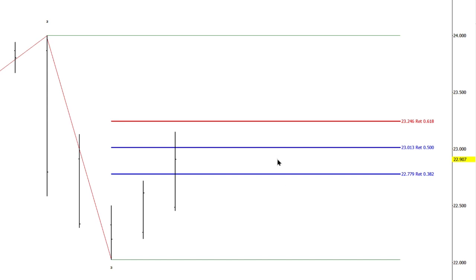So I usually have the 61.8% in red, because that's typically the maximum for a wave 3. And then I usually will have the 38 as a green, because that is typically the minimum for a wave 3. Or excuse me, a wave 4 retracement. So we've got those retracements set.